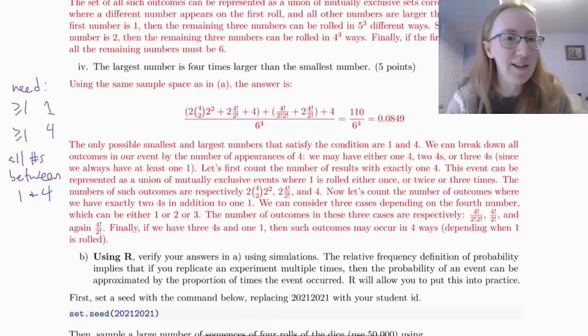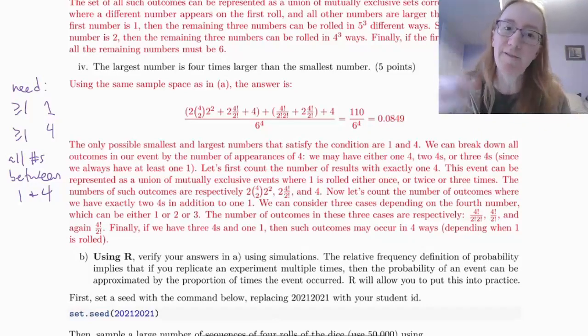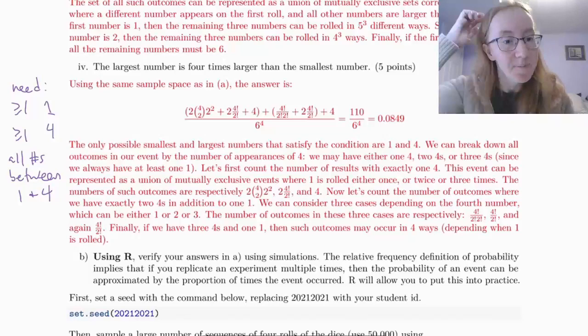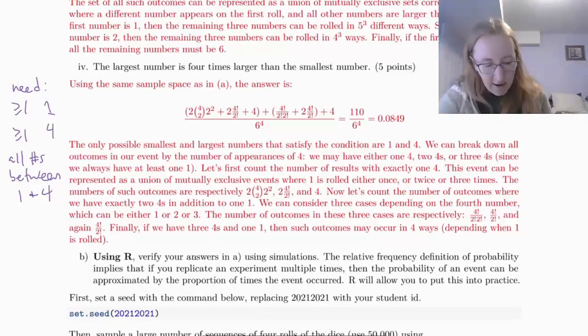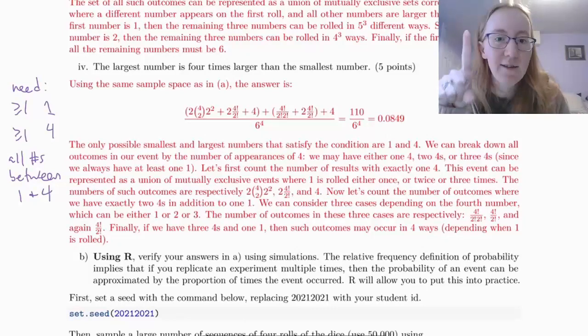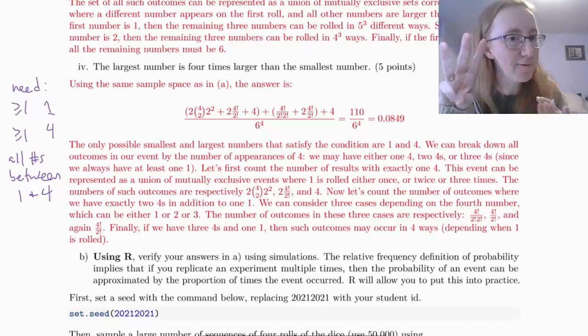So it's tough, especially when you have repeated things or at least one of something. It can be tricky and you might want to think about breaking it up into cases instead. So let's do it that way. We basically want to think about breaking it up into cases. We pick either 1 or 4, whatever, but we could have one 4, two 4s, or three 4s. Those are the only possibilities, right? Can't have four 4s because then we don't have a 1.